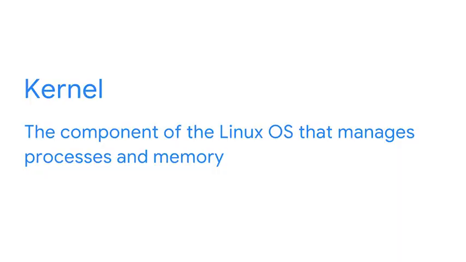That brings us to the kernel. The kernel is a component of the Linux OS that manages processes and memory. The kernel communicates with the hardware to execute the commands sent by the shell. The kernel uses drivers to enable applications to execute tasks. The Linux kernel helps ensure that the system allocates resources more efficiently and makes the system work faster.